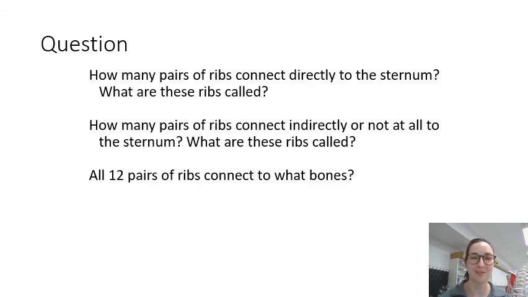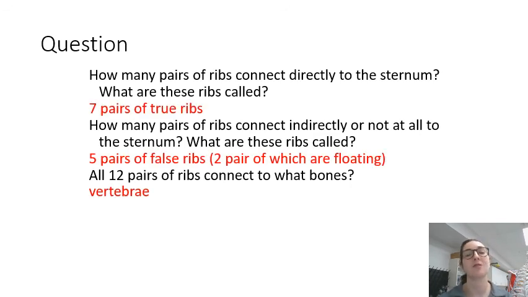All right, a few more questions here. How many pairs of ribs connect directly to the sternum, and what are those ribs called? How many pairs of ribs connect indirectly or not at all to the sternum, and what are those called? And then all 12 pairs of ribs connect to which bones of your body?